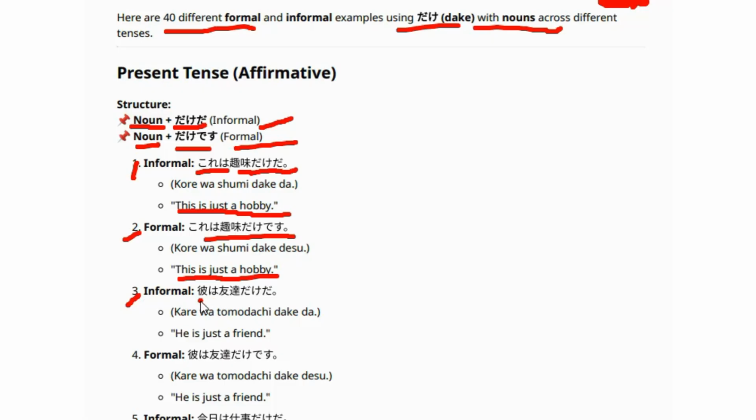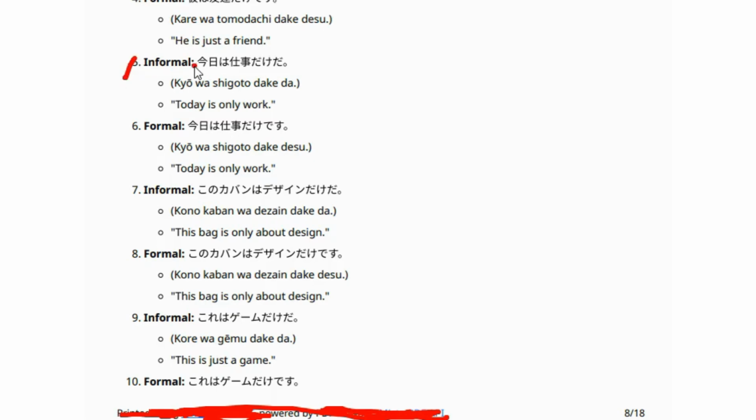Next is kare wa tomodachi dake da. Means he is just a friend. And for formal you can just add desu instead of da. Next is kyou wa shigoto dake da. Means today is only work. And for formal you just add desu, like kyou wa shigoto dake desu. Means today is only work.